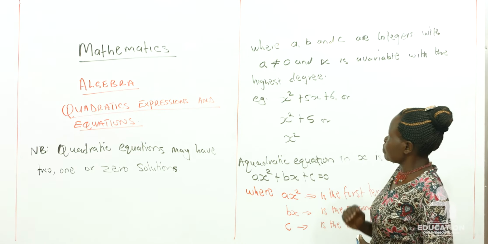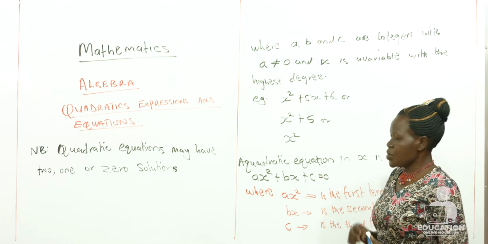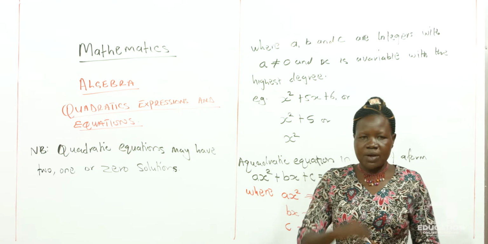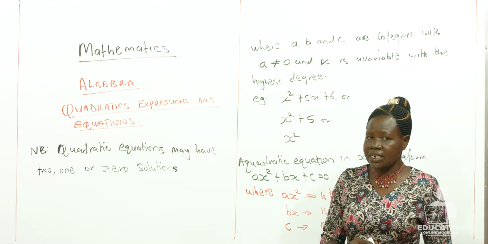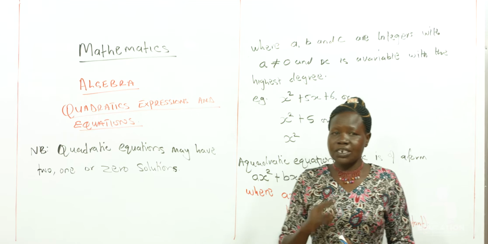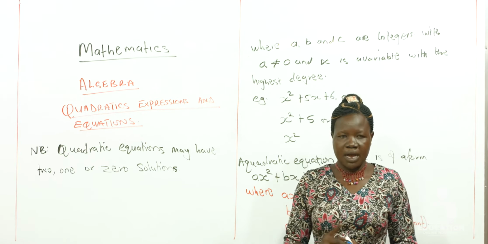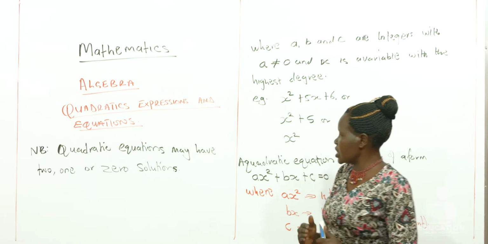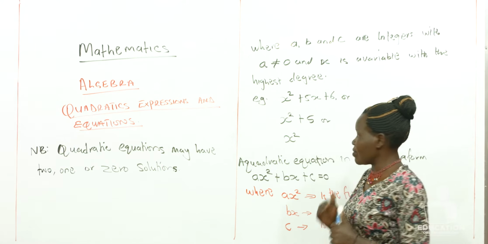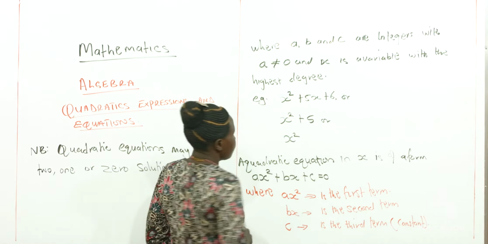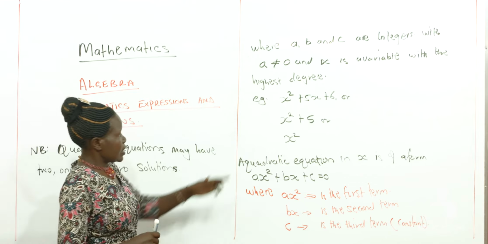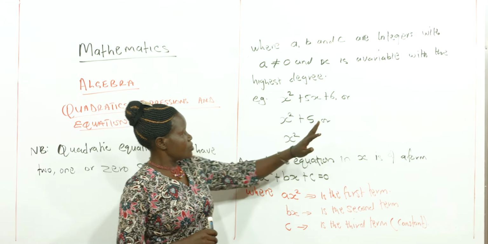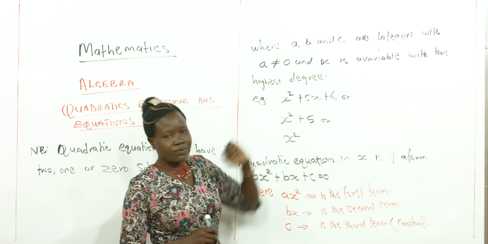So when we express a quadratic equation, we express it in terms of terms. We have the first term, the second term, and the third term. Sometimes we may have only two terms, or one term. But does it contain a second degree? If it contains the second degree, then we say it is a quadratic. For example, x squared plus 5x plus 6 automatically tells us this is a quadratic equation.